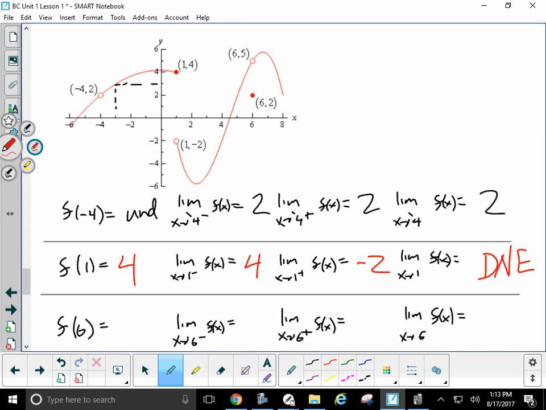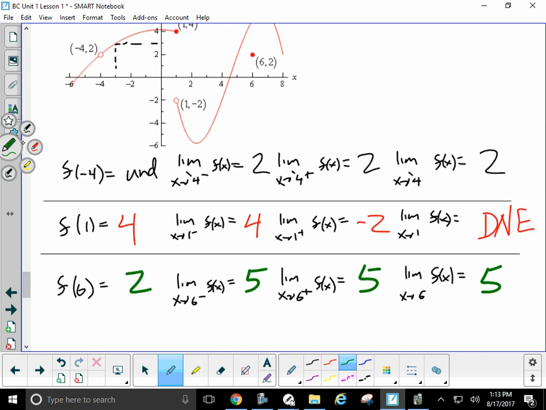Miss Drew. What do you have for 6? I got 2. 2 is the function value. That's correct. And then for the left hand, I got 5. Yep. And for the right hand, I got 5. Yep. And the limit is 5. Excellent. Okay. Now, we looked at these interesting locations, but I could give you an uninteresting location like at -3.